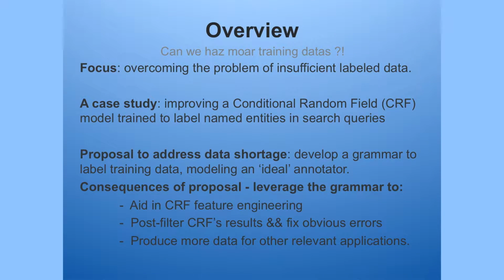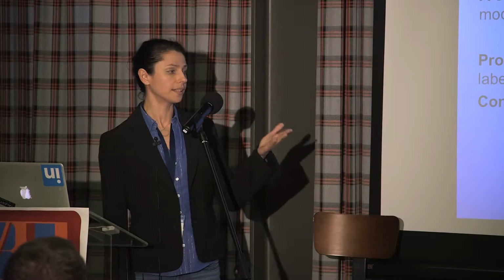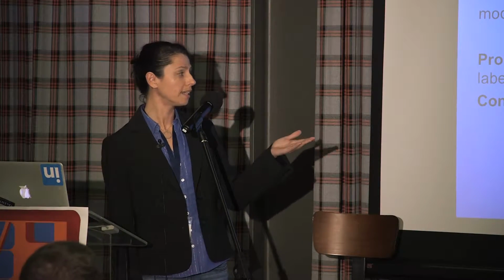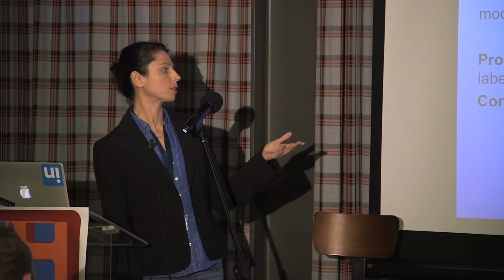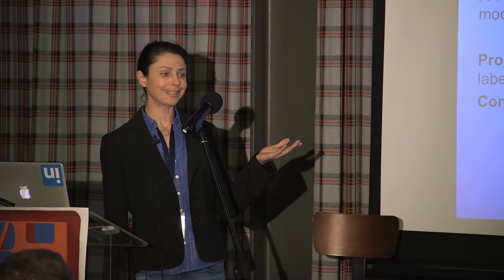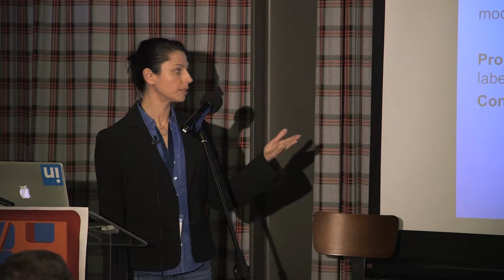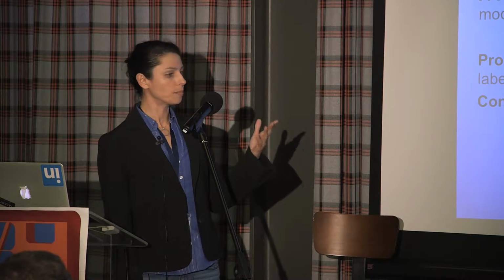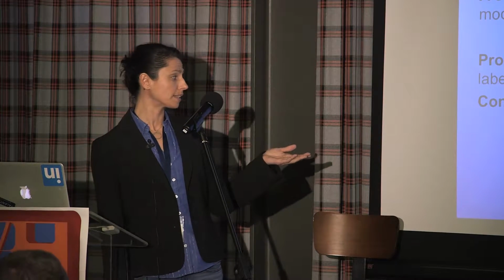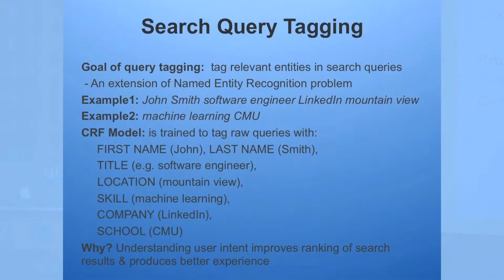So the focus of today's talk is specifically on overcoming the problem of insufficient and oftentimes inconsistent labeled data. In particular, I will focus on a case study of improving a conditional random field, a CRF model, that is trained to tag and label named entities in search queries. The proposal I will discuss in addressing this shortage of annotated training data is to develop a grammar that will label some portion of the training data consistently, as if modeling an ideal annotator. As a consequence, we can leverage the grammar to aid in CRF feature engineering, do some post-filtering of the results of the model and fix some obvious errors, as well as produce more data for other relevant applications.